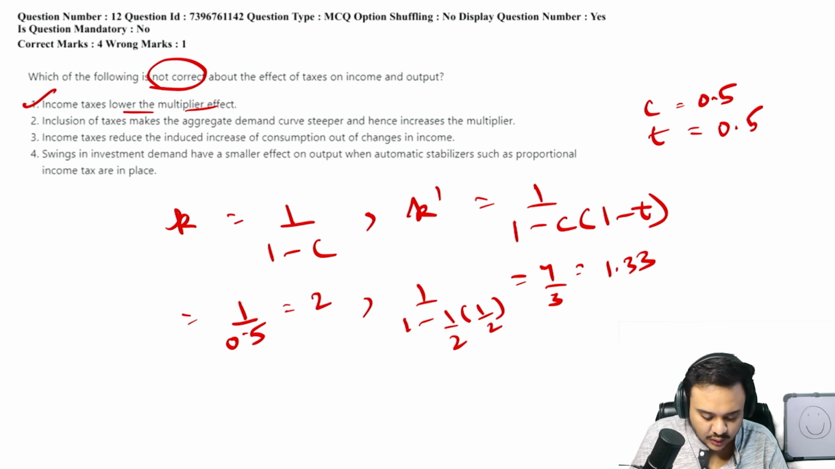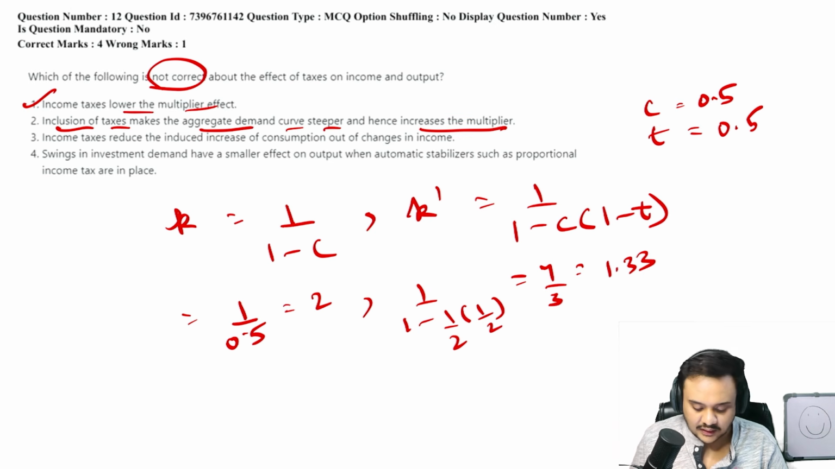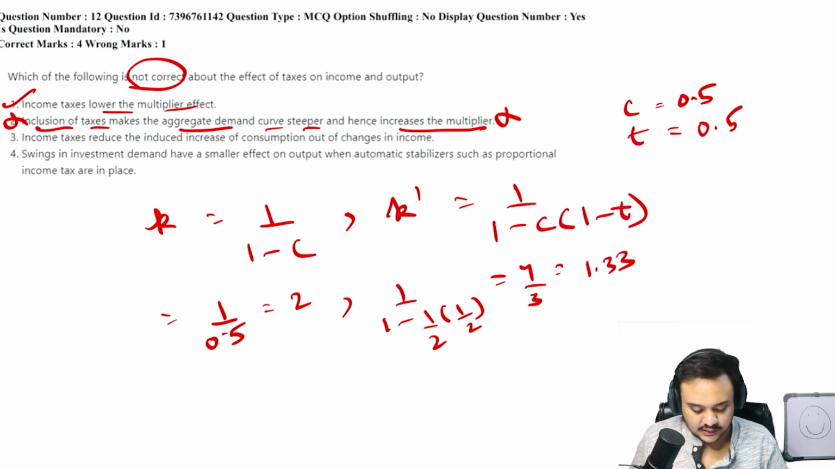We are trying to find the not correct statement. Inclusion of taxes makes the aggregate demand curve steeper, and increases the multiplier. We have already seen that the multiplier does not increase, instead it falls. So you already have your wrong statement, which is the second one. Okay, so let us move on.